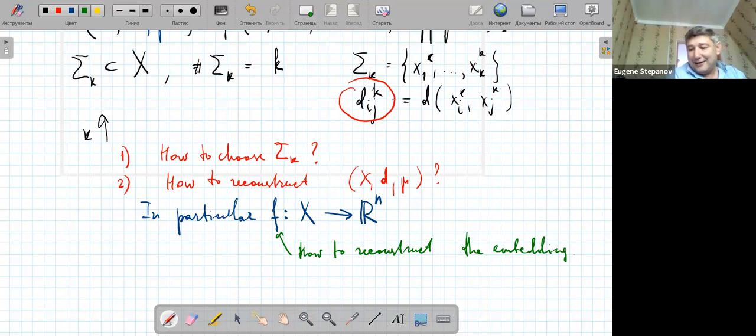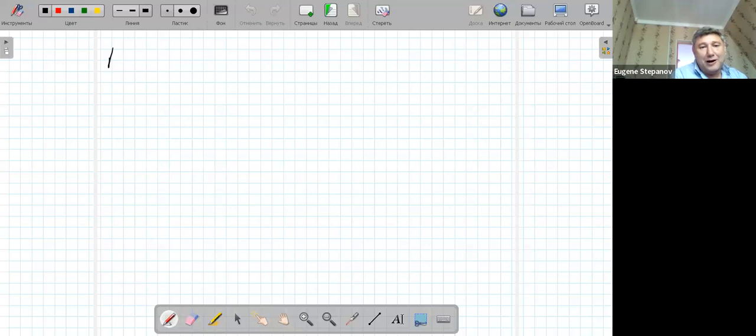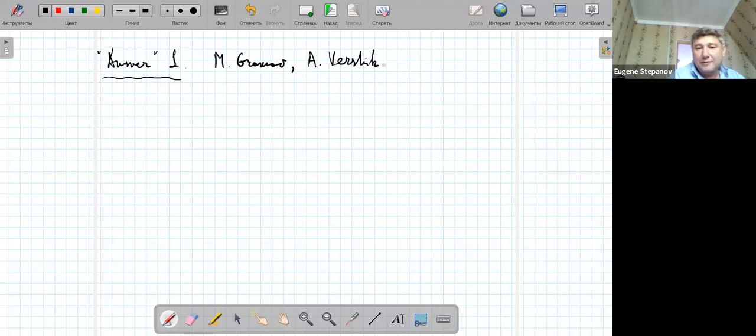So let's say, answer, or let me put in quotation marks, "answer" one was given by Gromov and later reproved, by the way by a much easier proof, by Vershik, Anatoly Vershik. The answer is as follows. So let me state their theorem.